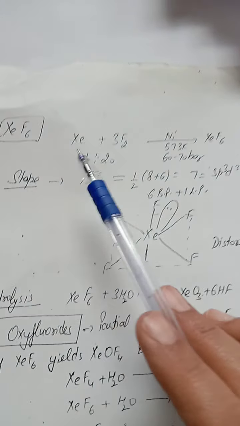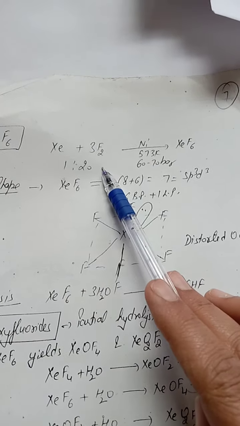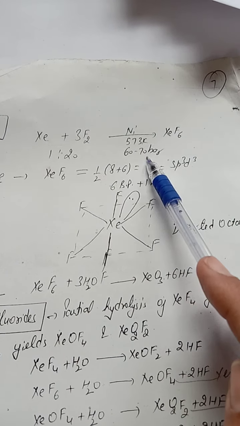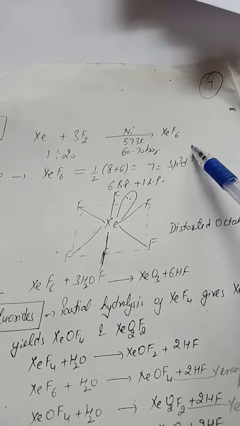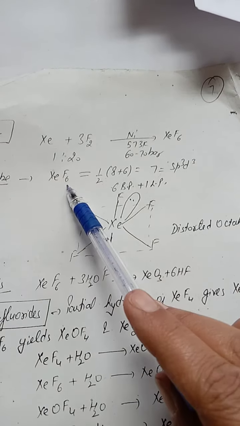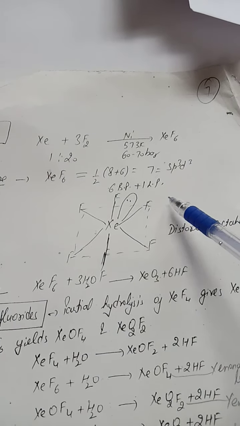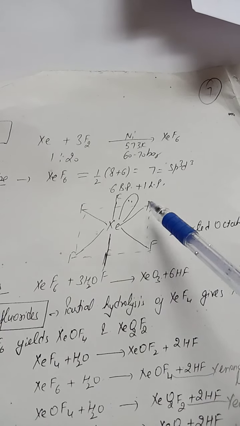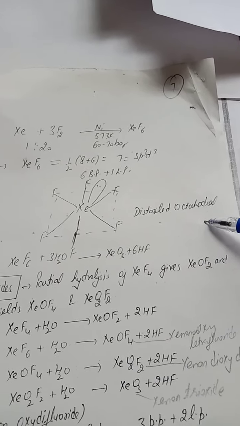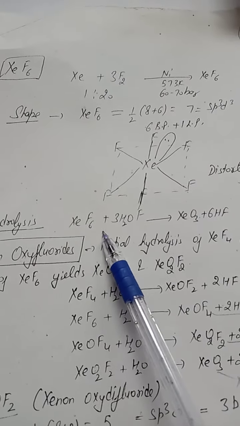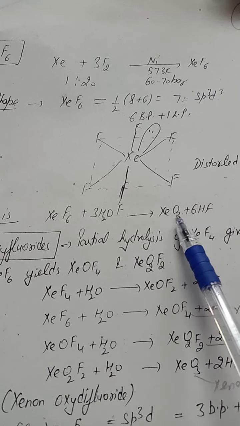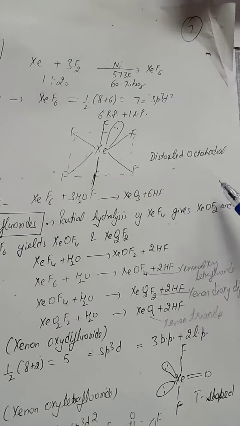Next is xenon hexafluoride. Xenon and fluorine combine in the ratio 1:20 at 60 to 70 bar and 573 Kelvin. So it will give us 7 sigma bonds. Out of this, 6 will form bond pairs and 1 lone pair. So these 6 are bond pairs with 1 lone pair, and this geometry is distorted octahedral, and then upon hydrolysis it will give us xenon trioxide and 6 hydrogen fluoride.